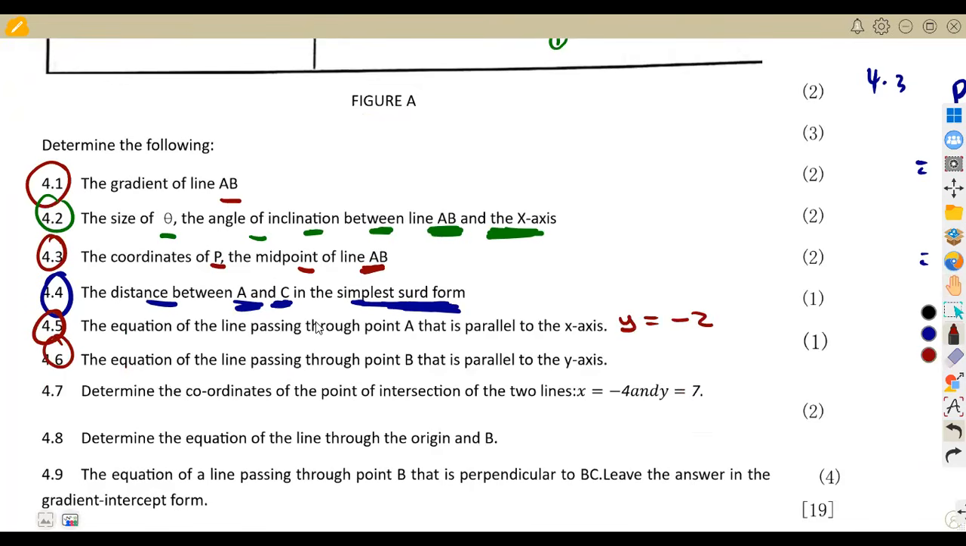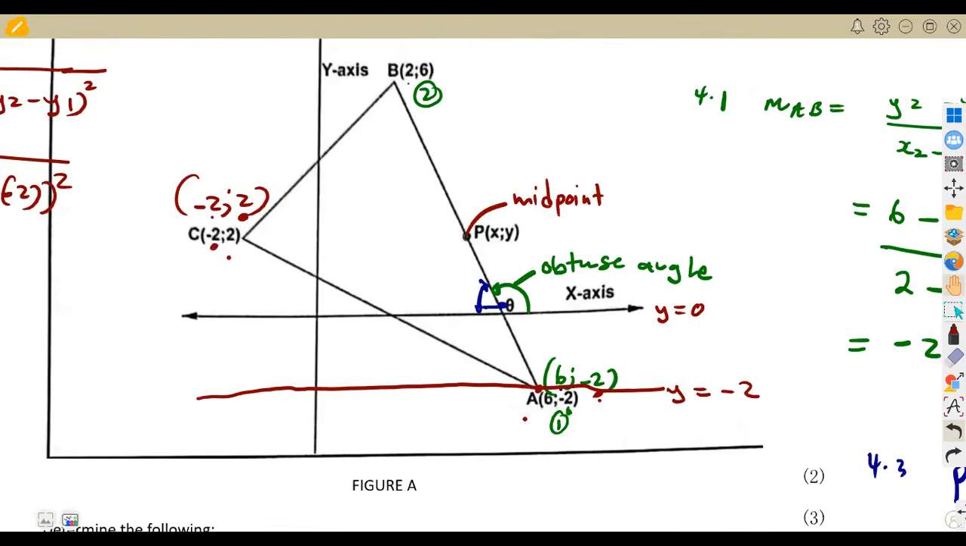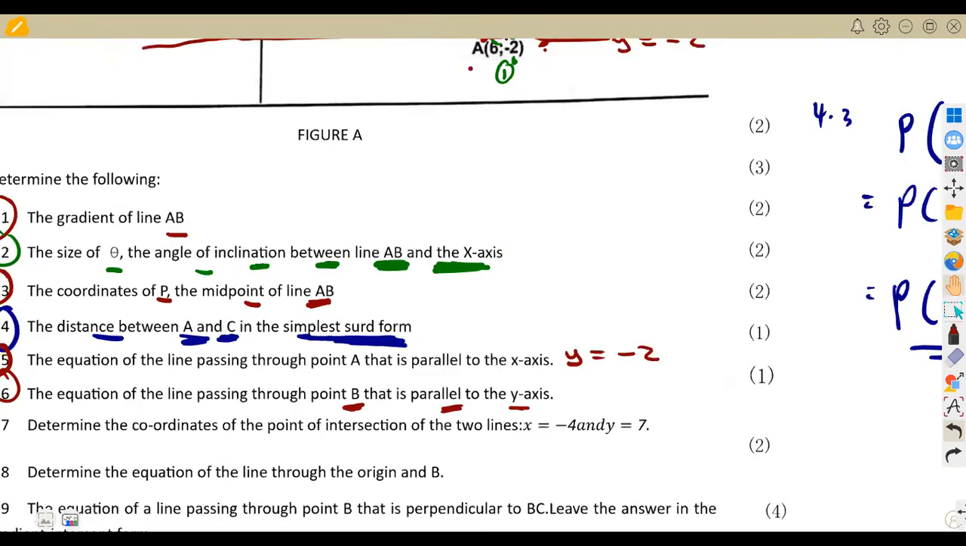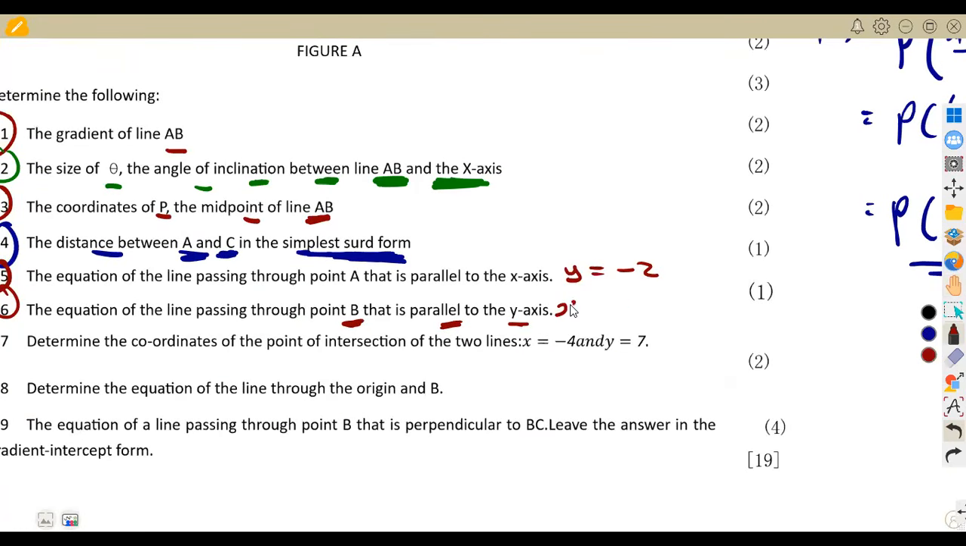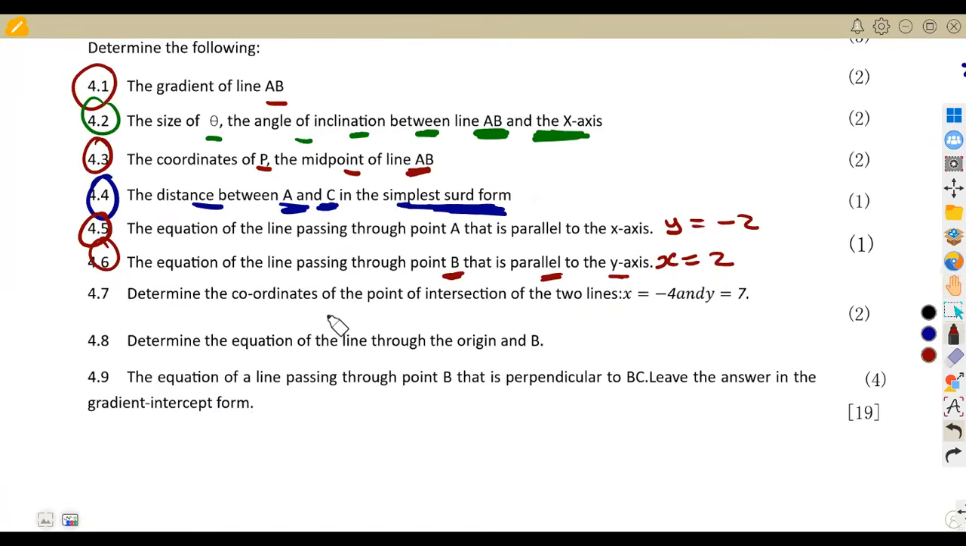Then the equation of the line passing through the point B parallel to the y-axis, all right? So now it's parallel to the y-axis at point B. This is our point B here. Parallel to the y-axis, it means it's like this. So we must consider the equation in the form of x is equal to, at this point, x is 2, so it's going to pass at 2. So the equation of the line is x is equal to what? X is equal to 2. That is the one parallel to the y-axis. So x is equal to 2. All right, then 4.7, determine the coordinates of the point of intersection of the two lines.